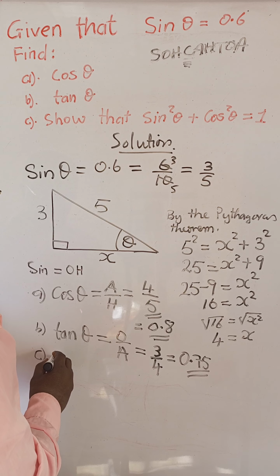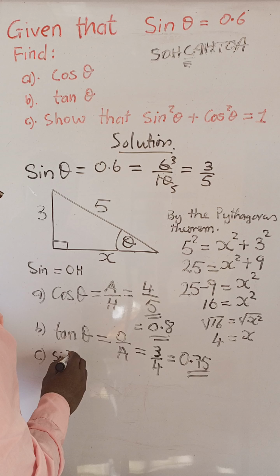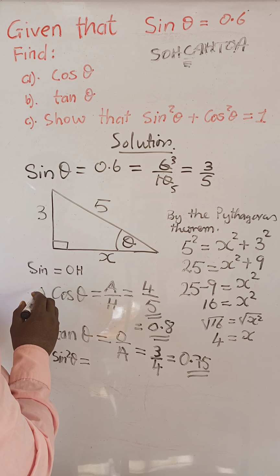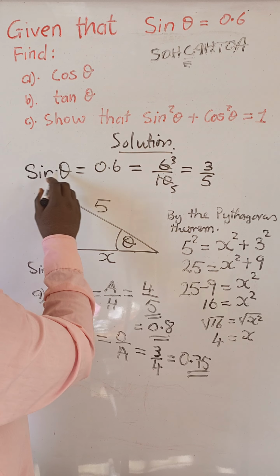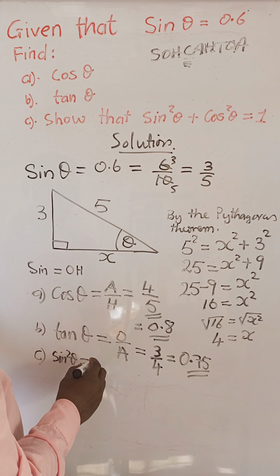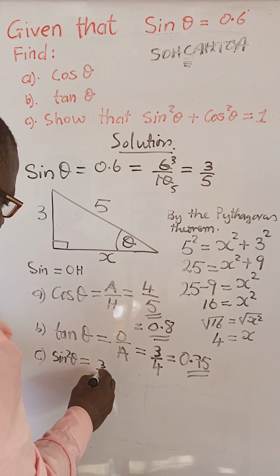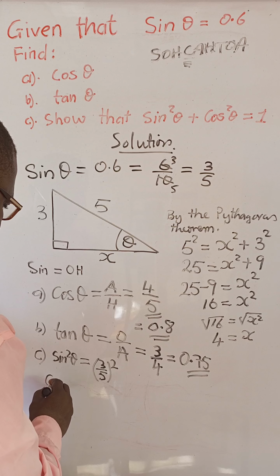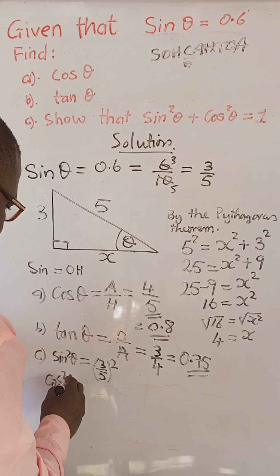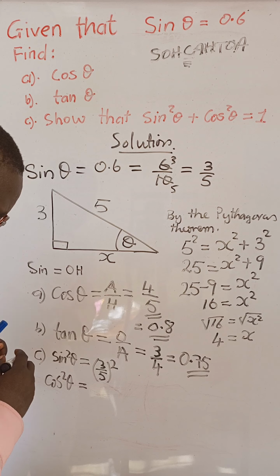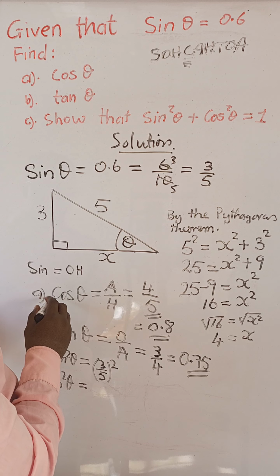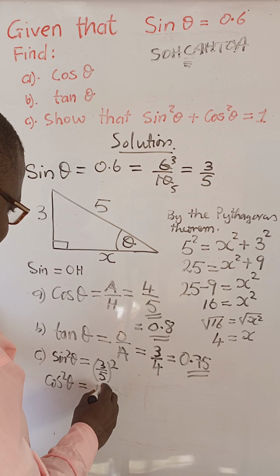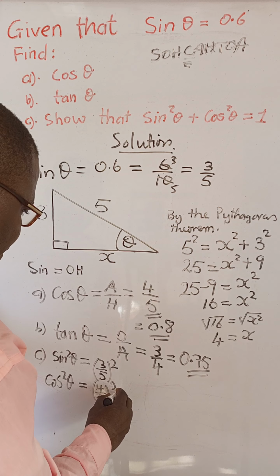Now, what is sine squared theta? Sine squared theta, okay, we found sine theta to be 3 all over 5. So sine squared theta will just be 3 all over 5 squared. And then cos squared theta is, we found cos theta to be 4 all over 5. So we have 4 all over 5, all of that squared.